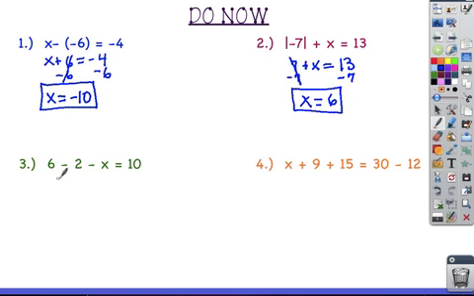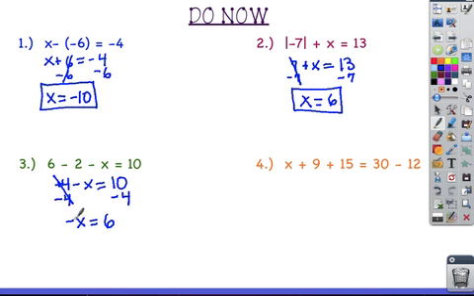Number 3, we begin by combining like terms. 6 minus 2 gives us 4, minus x equals 10. Now the 4 is positive, so we're going to subtract 4 from both sides of the equal sign. Don't let this minus sign here confuse you. We're focused on trying to isolate our x. So in order to cancel out the 4, which is positive, we have to do the inverse to both sides. Positive 4 and negative 4 give us 0, so those cancel. We're left with negative x, which equals 10 minus 4, or 6.